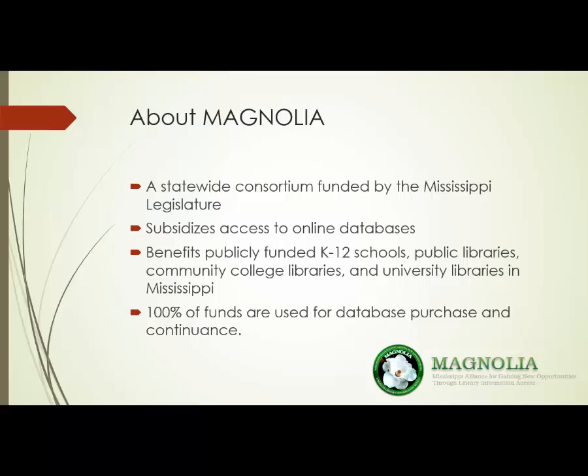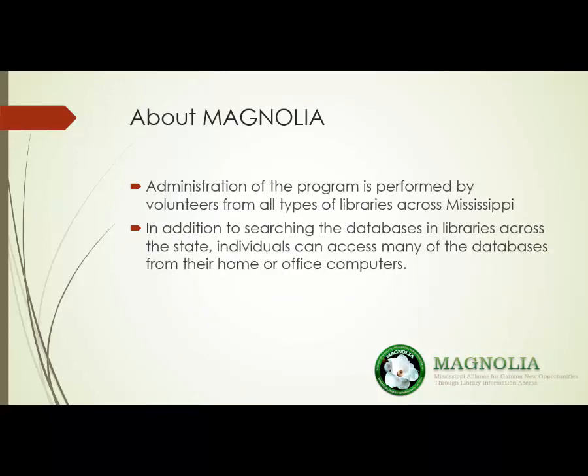100% of funds are used for the purchase and maintenance of database subscriptions. No appropriated funds are used for administrative costs. All administration of the MAGNOLIA program is done by volunteers who work in different types of libraries across the state.